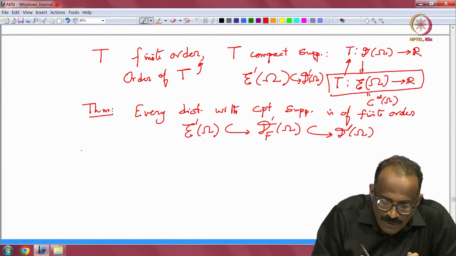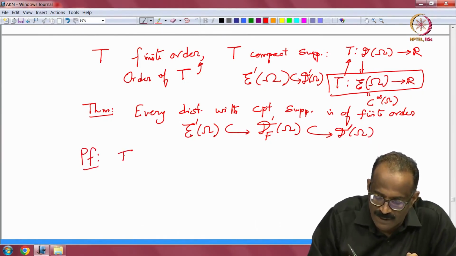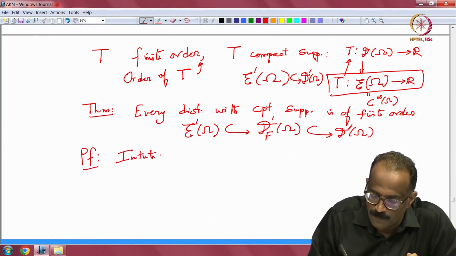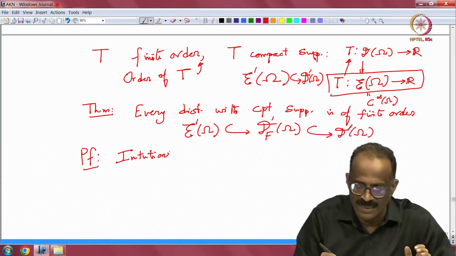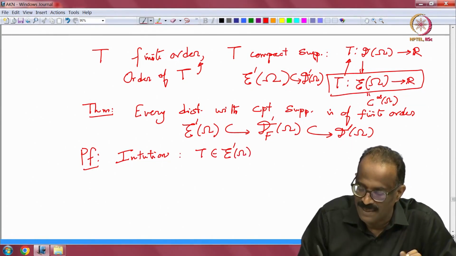So let me try to give you a proof. First let me give you the intuition, that is very clear. What is the meaning of T? Suppose T is in E prime. The proof is one line, once you know the idea behind it.